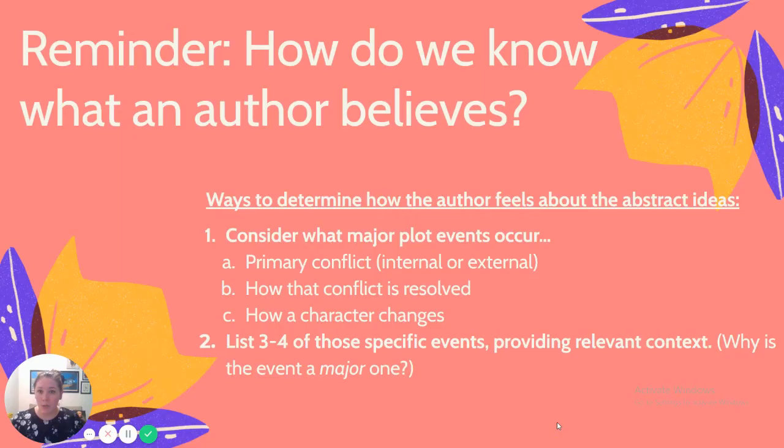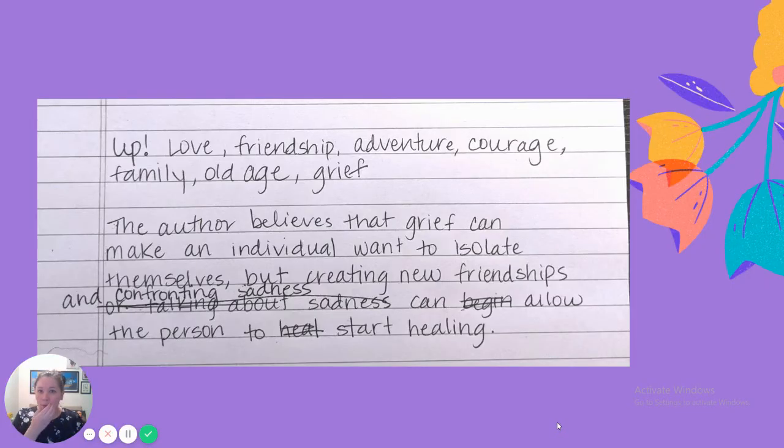So here, remember, we're going to think about the major things that happen. And I'm going to pick just one to think about. So here's my list. So Up, I have love, friendship, adventure, courage, family, old age, grief. So I picked grief. So I'm thinking, what does the author believe about grief? Well, the author believes that grief can make an individual want to isolate themselves, but creating new friendships and confronting sadness can allow the person to start healing.